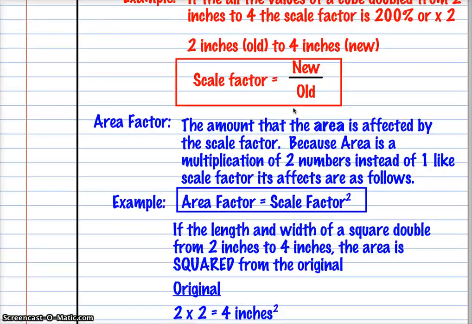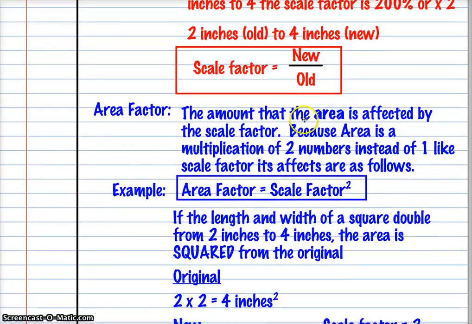Area factor. Area factor is the amount the area is affected by the scale factor. So scale factor is a single length that's increased. So how much did it increase? So here it doubled. Area factor is a little bit different.